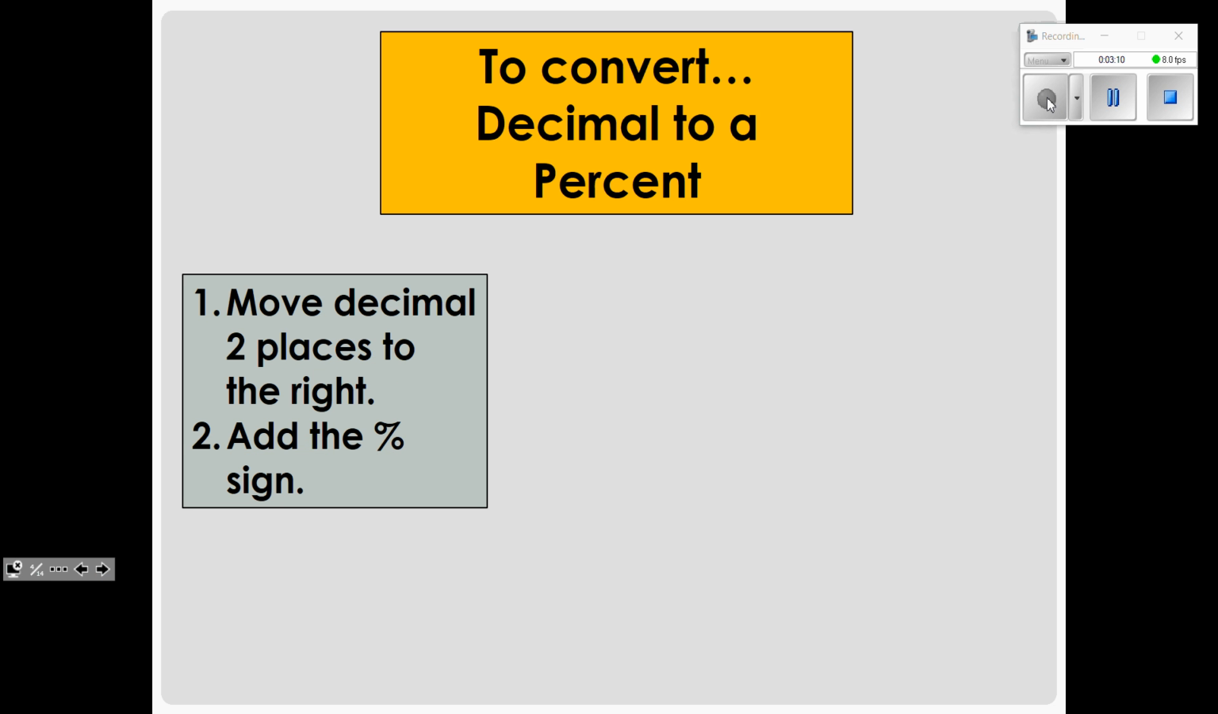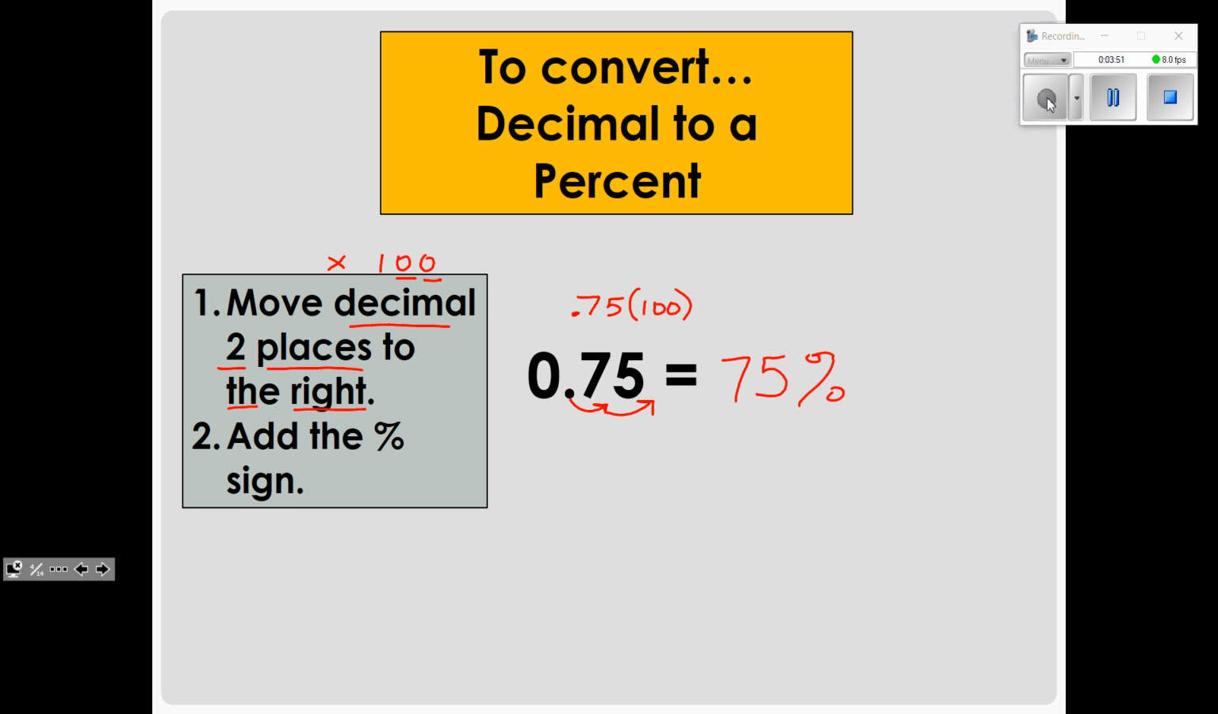How do we convert a decimal to a percent? Once you have the decimal, what we want to do is multiply the decimal times 100. Anytime you're multiplying a number times 100, you're moving the decimal 2 places to the right. That's all you're doing when multiplying times 100. And then you add the percent sign. So if you have this, 75 hundredths, you're moving the decimal 2 places to the right. If you were to type into your calculator 0.75 times 100, it's going to be the same thing as moving the decimal 2 places to the right, and it is simply 75, and then you add the percent sign, 75%.